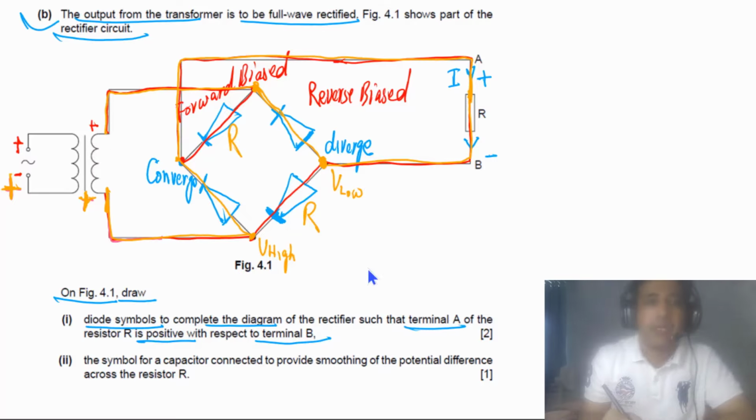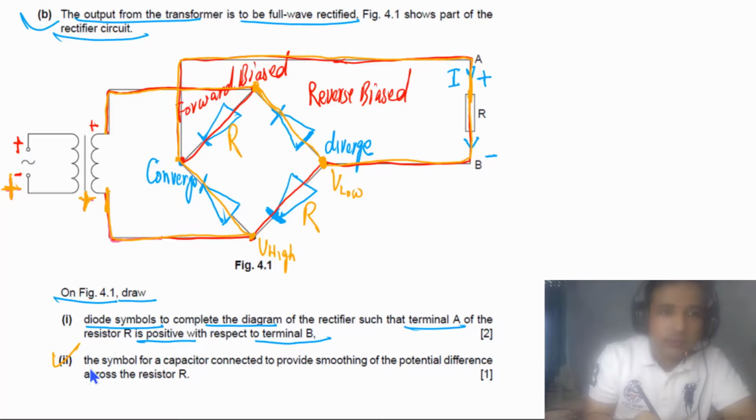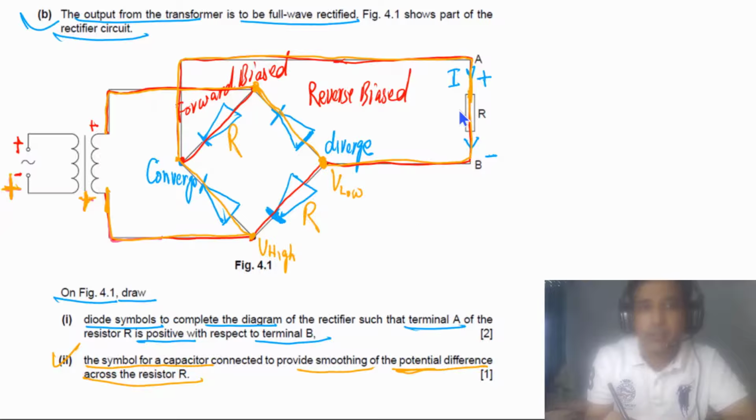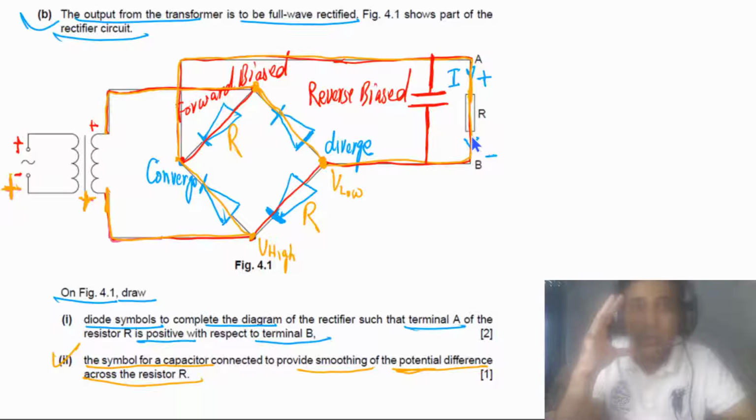This is the correct diagram. If we go to the second part, we need to draw the symbol for a capacitor connected to provide smoothing of the potential difference across the resistor capital R. For this purpose, when you connect a capacitor for smoothing, it has to be connected in parallel with the component. In this case the component is the resistor, so we have to connect this one in parallel with this resistor. This is how you need to draw this diagram. I have explained this one in detail.